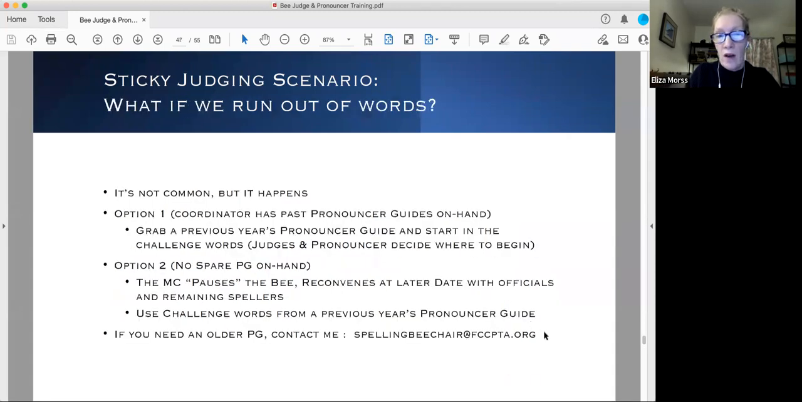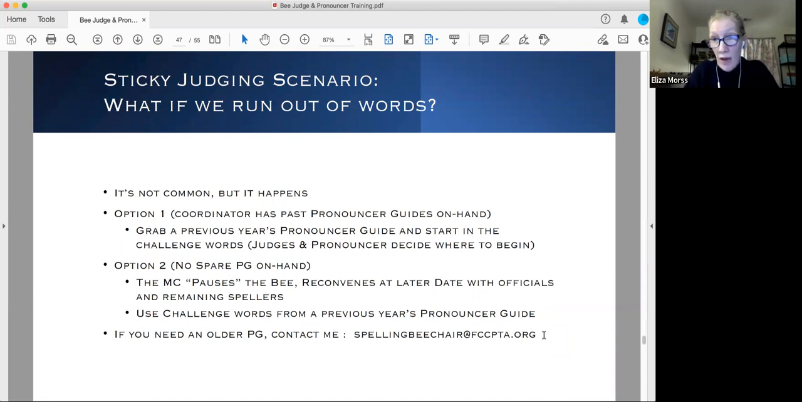Okay, sticky judging scenario. What if we run out of words? It does happen, not frequently, but it happens. If your school has had spelling bees in the past, you may have past printed pronouncer guides on hand. Pull back an old pronouncer guide, hopefully not last year's, but the year before. Start in the challenge words. Judges and pronouncer decide where they're going to start, and you go on from there.